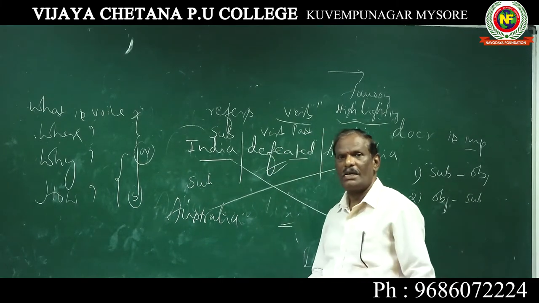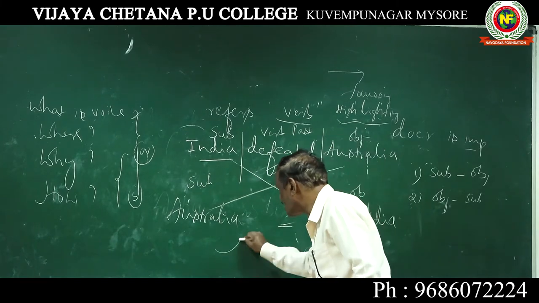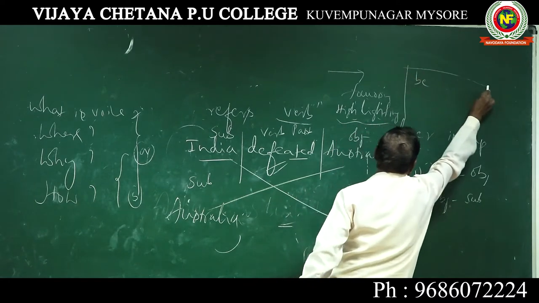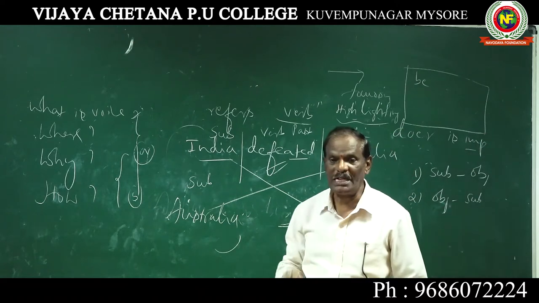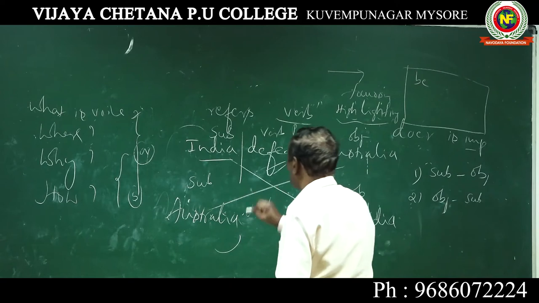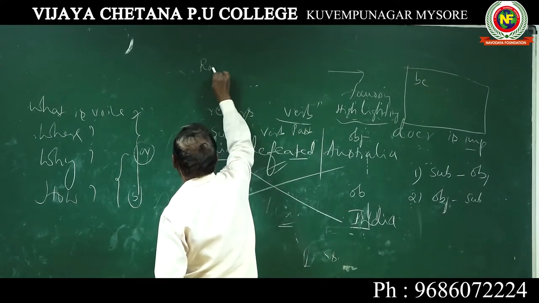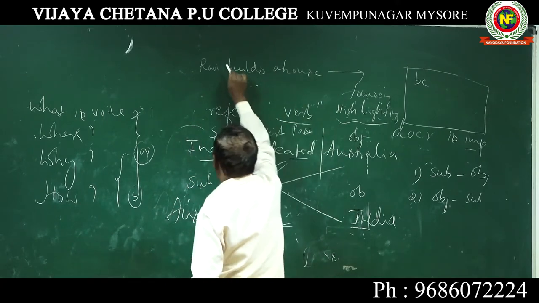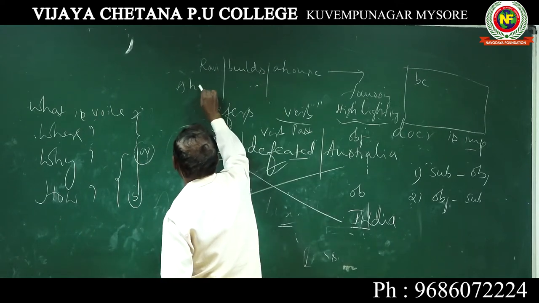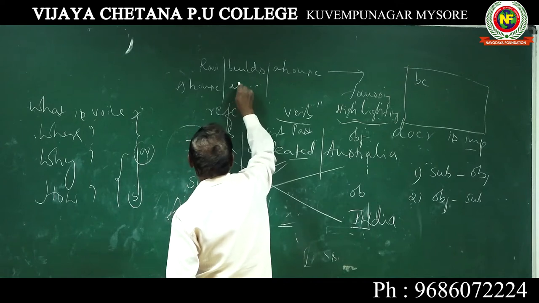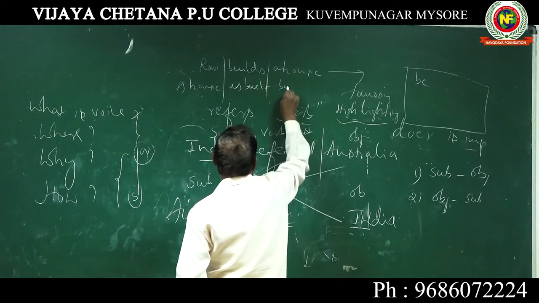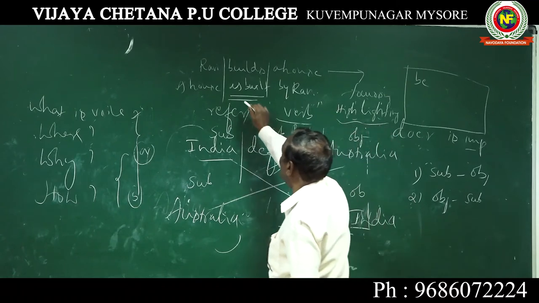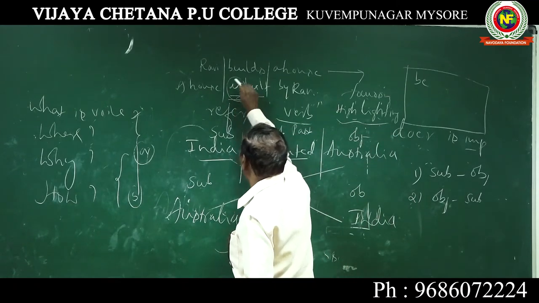If the verb is in past tense, in passive construction, we have to use a passive helping verb. You know, be verbs are very important in passive construction. So that is one of the identifications. In the previous sentence, what was that sentence? Ravi builds a house. Right? In the previous sentence, a house is built by Ravi. So this is passive construction. How to identify passive construction? There is a be verb and then a past participle.